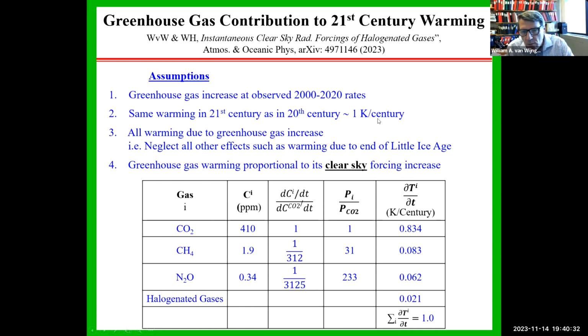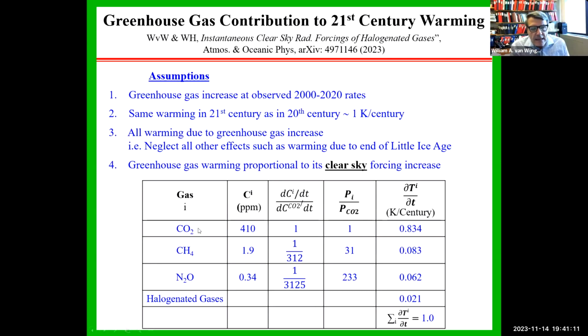Secondly, we're going to assume that the warming in the 21st century is about the same as in the 20th century, about 1 Kelvin per century. If you don't like the 1 Kelvin, well, make it 1.5 Kelvin, whatever you prefer. You'll still get very low numbers. And we're going to assume that this 1 degree C per century increase is all due to greenhouse gases. I'll have more to say about that in about 5 minutes. And finally, we're going to use these forcings that come from the clear sky. So we're not going to use the effect of clouds, which decrease the forcing significantly.